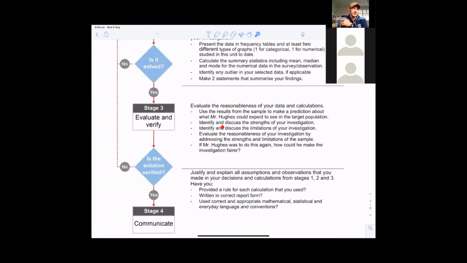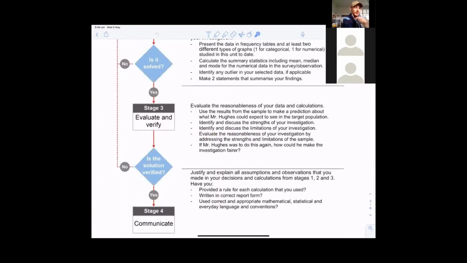After you've done those things, so first, make a prediction about what Mr. Hughes could expect to see, identify and discuss strengths of the investigation, identify and discuss limitations of the investigation. We then need to evaluate the reasonableness of our investigation by addressing the strengths and limitations of the sample. So you've discussed here the strengths, you've discussed here the limitations, and now we don't just do that for no reason. The purpose of identifying those strengths and limitations is so that we can evaluate the reasonableness. We make a judgment.